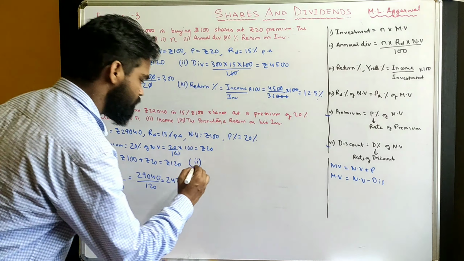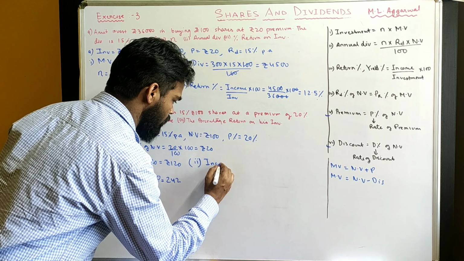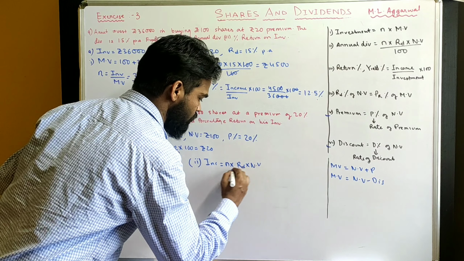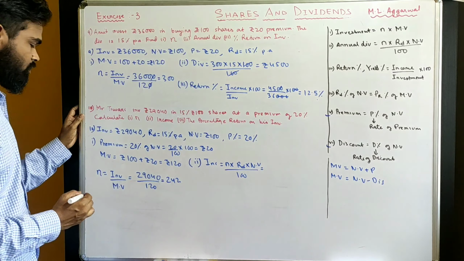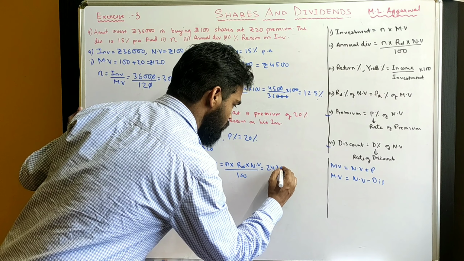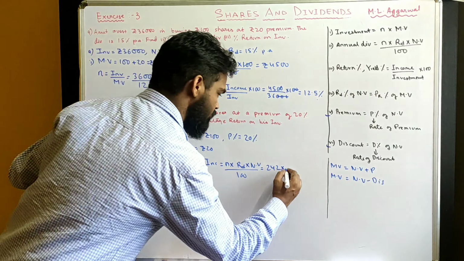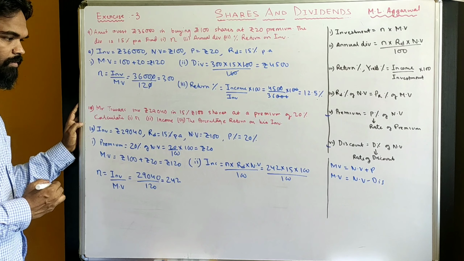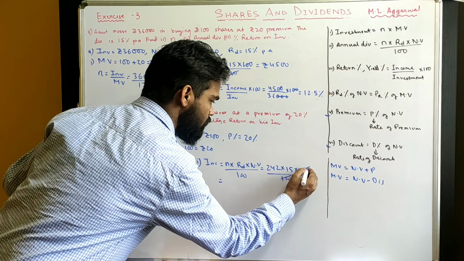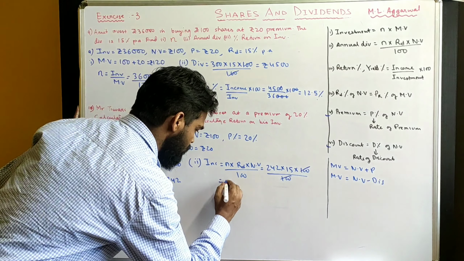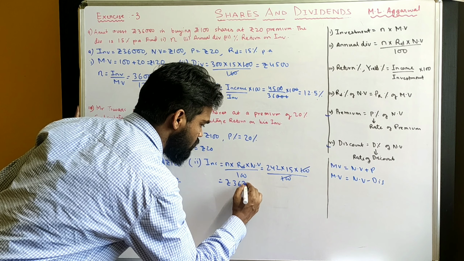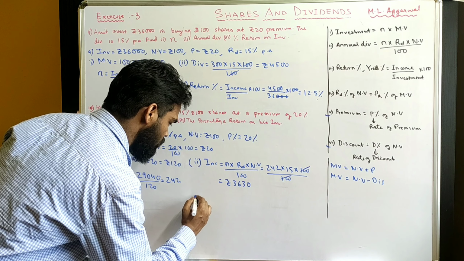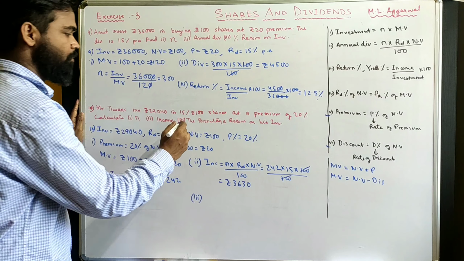Then the annual dividend or income is number of shares into rate of dividend into nominal value by 100, which is the number of shares is 242. The rate of dividend they have given us is 15%, into 100 by 100. Am I clear? So that is rupees 3630. Done. 242 into 15. Done.